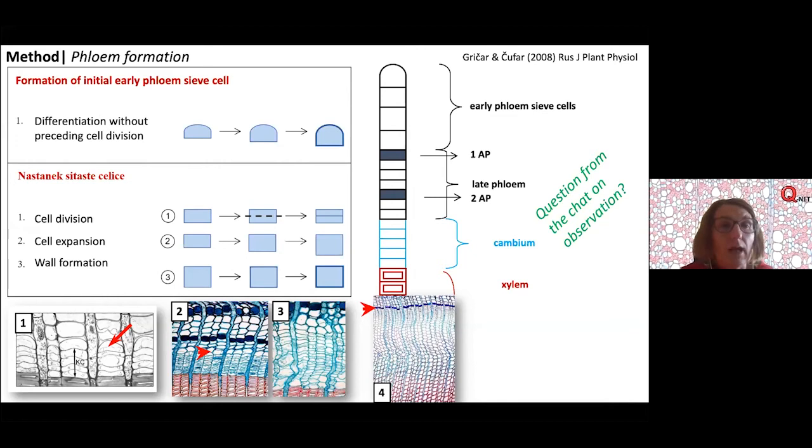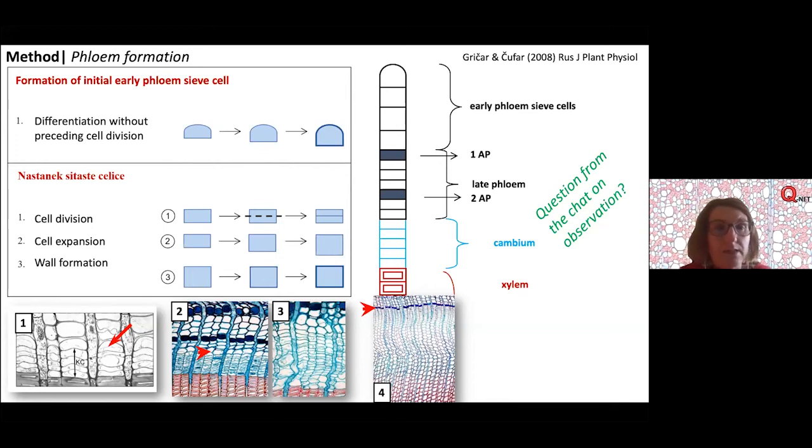And then what we follow is cell division, cell expansion, but not so much wall formation because it's not so easy. It occurs, of course, but maybe light microscopy is not optimal. And for example, in angiosperms, wall formation, I think, is even more complicated than in the case of conifers.